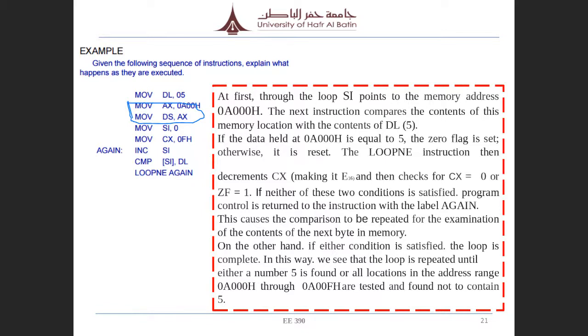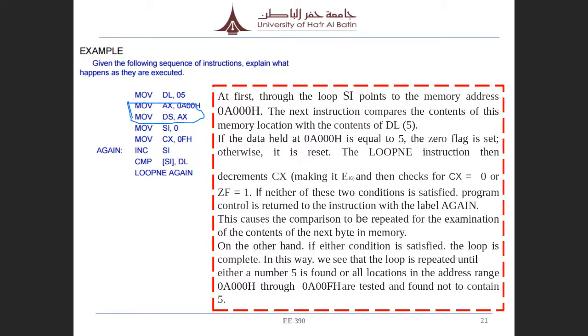0FH in hexadecimal. What is the decimal number? 15, right? F is 15. So CX is 15. Count value is 15. And now increment SI. SI was 0, now it is 1. And then compare [SI], DL.